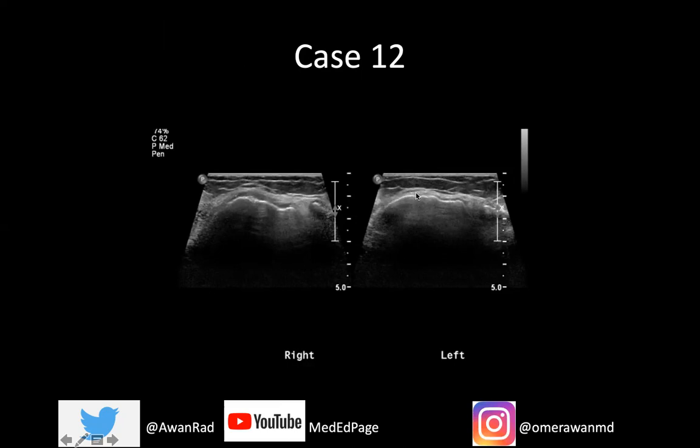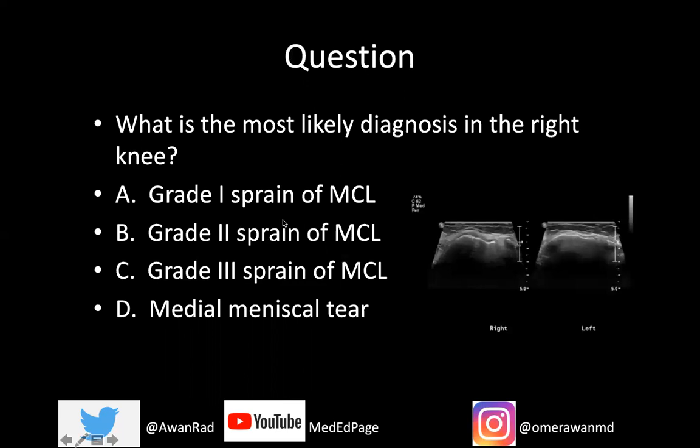Notice on the left side is totally normal, nice and thin, no fluid or edema around it. On the right side, it's thickened. There's edema and fluid around it, right? So this would be a nice example of a grade 1 sprain of the MCL. The fibers are not discontinuous to suggest a tear. A grade 2 would be a partial tear. A grade 3 would be a complete tear. This is just thickening and periligamentous edema around the MCL, indicating that this is a grade 1 sprain of the MCL.